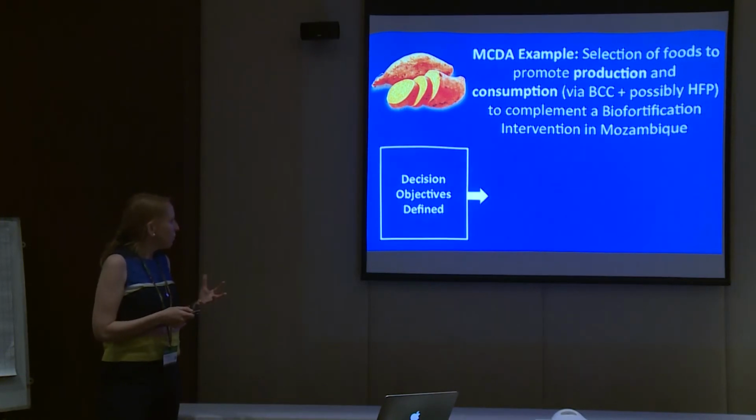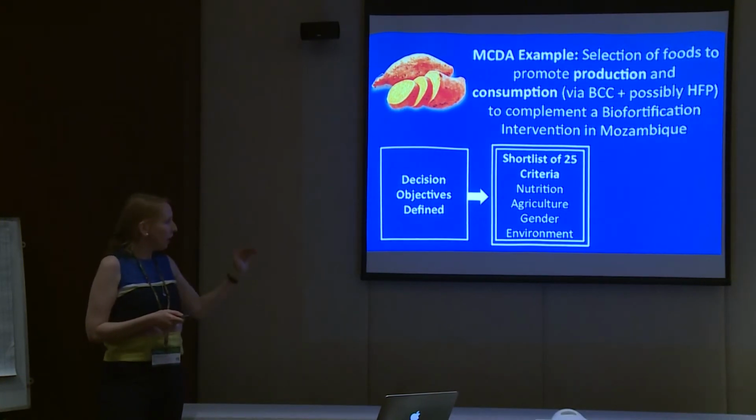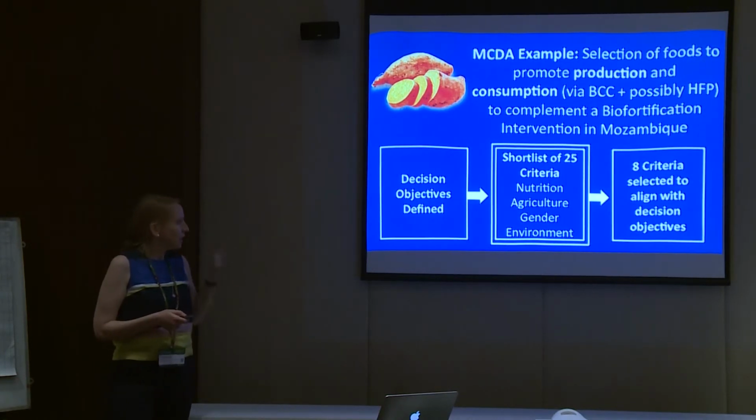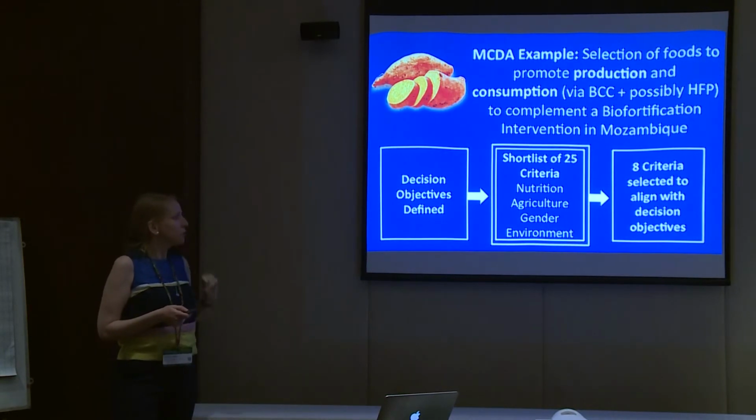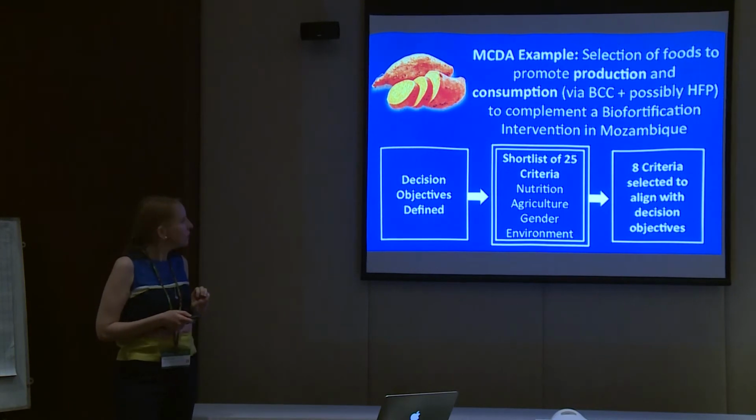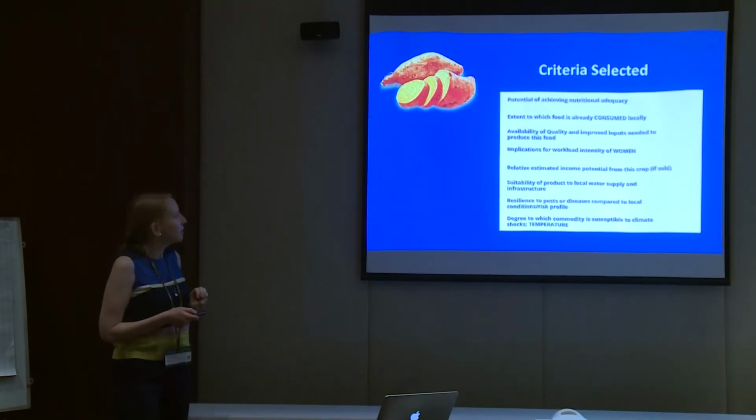So their objectives were defined. They then would go through and select criteria to match that. And in the end, there are 8 criteria that have been selected to align with these decision objectives. Hopefully this will show up, that's a bit clearer.